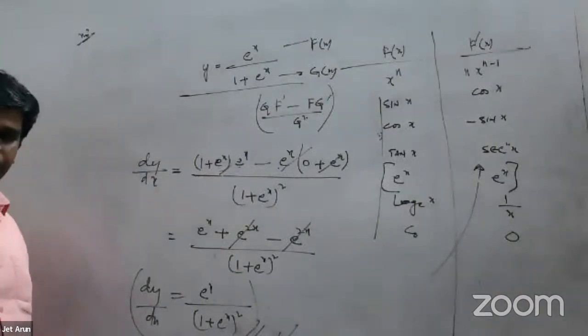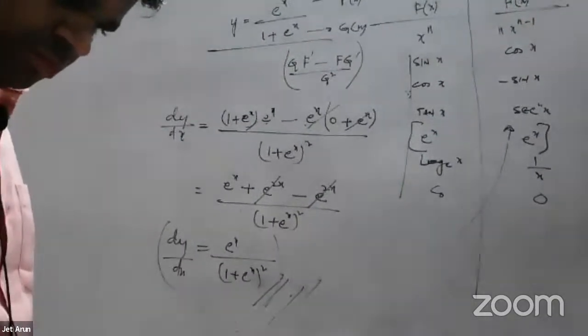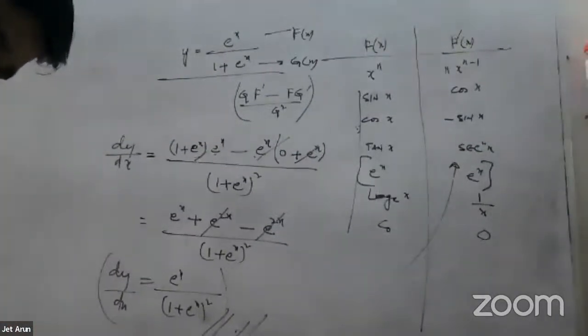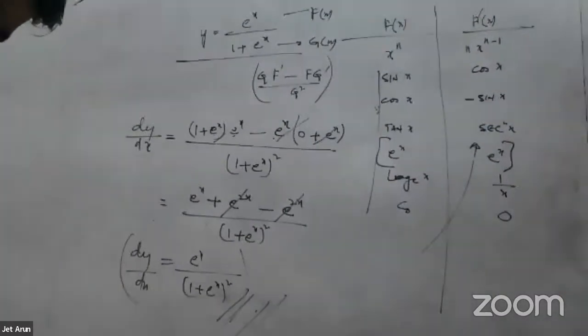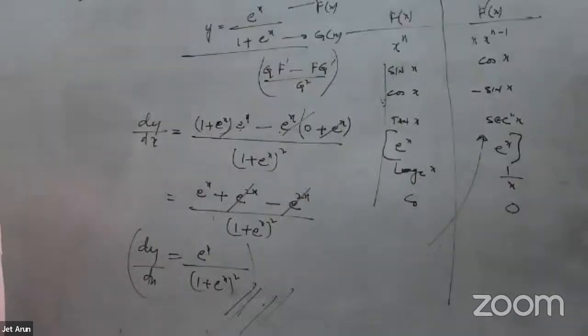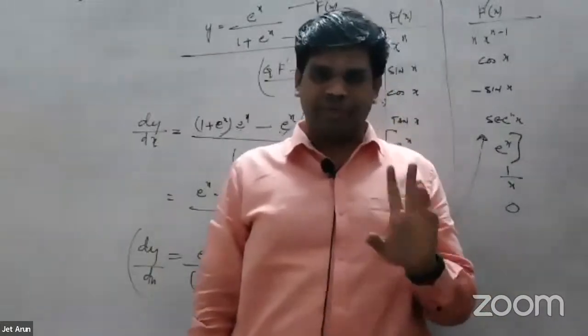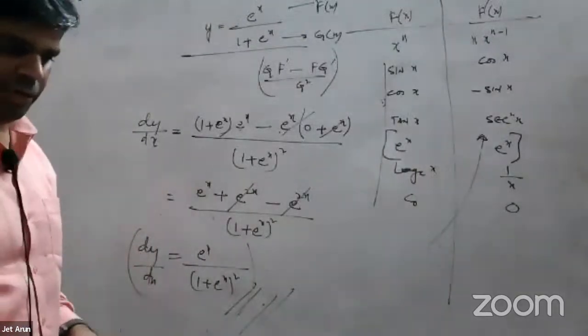Is this okay? All right, I hope this is okay. Is this okay, students? Is this clear? So product and quotient, both we have done. Yes, sir. Okay. All right, good.